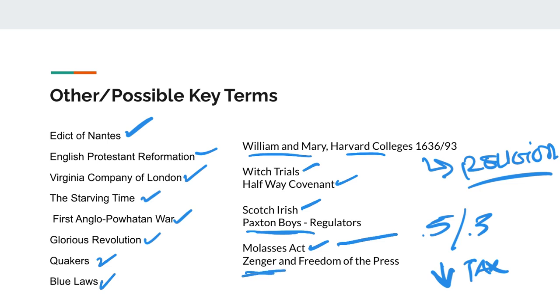And then lastly, Peter Zenger and the freedom of the press. This was a big win for the ideas of the freedom of the press, and a free press is important because it allows people to report back on the government.